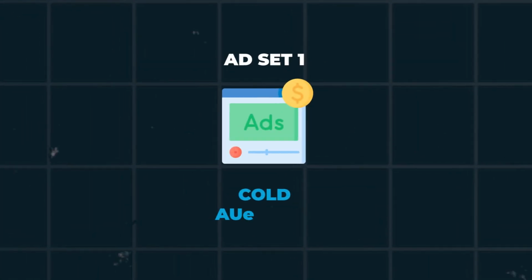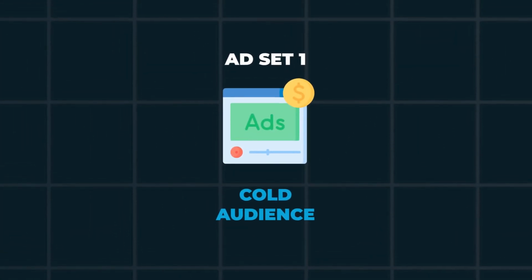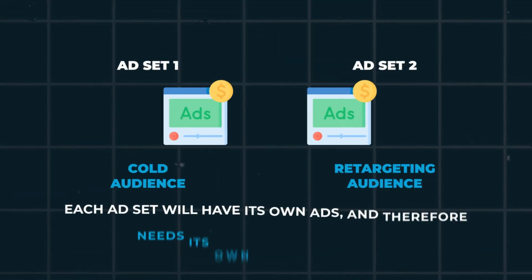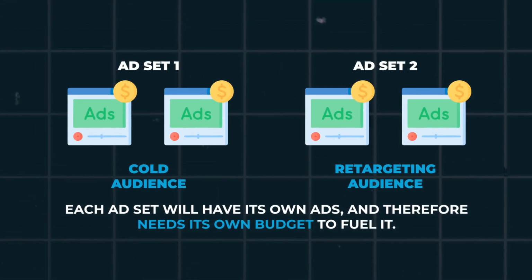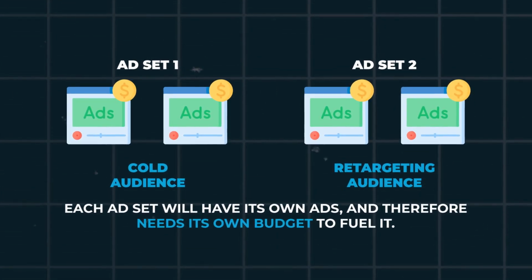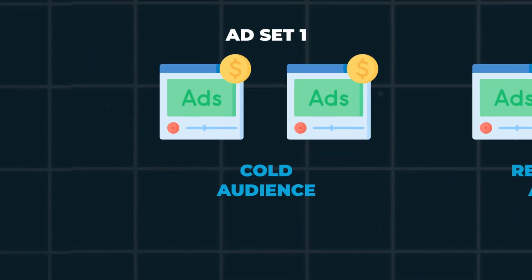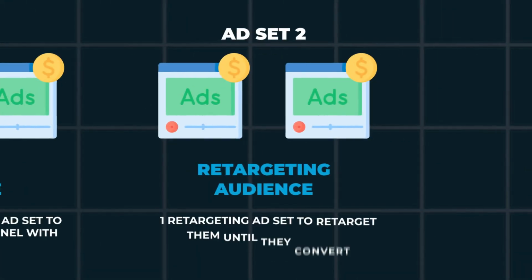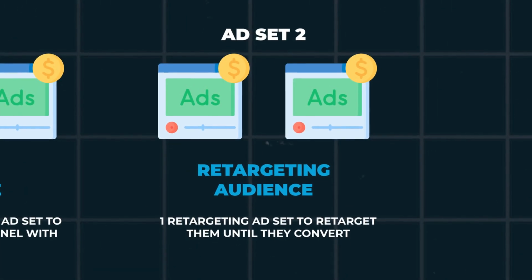So overall, you want to have 2 to 4 ad sets, 1 or 2 that's for a cold audience, one of them being a lookalike audience, and 1 or 2 that's for a retargeting audience. But keep in mind, each ad set will have its own ads and therefore need its own budget to fuel it. So at bare minimum, you want to have 1 cold ad set to fill the top of your funnel with new people, and then 1 retargeting ad set that's going to retarget them until they convert.